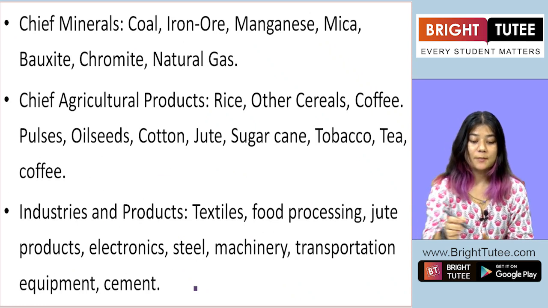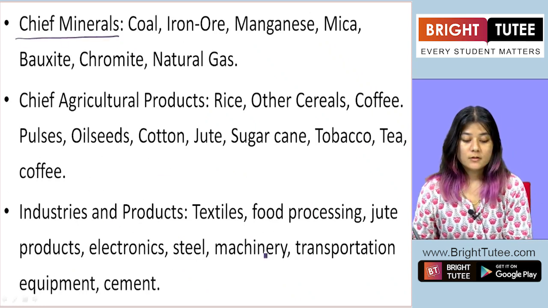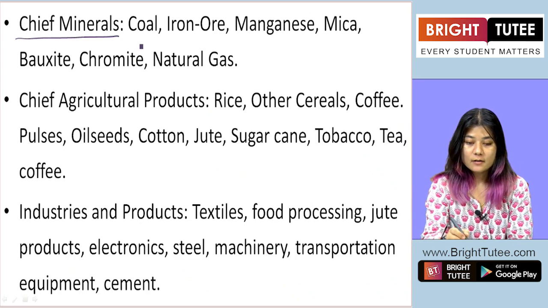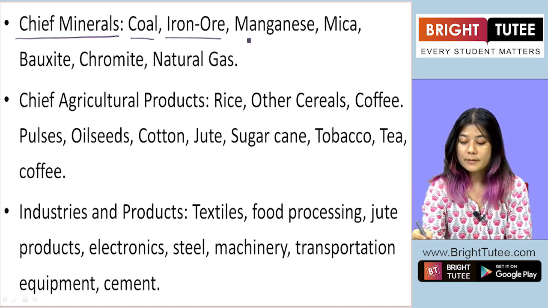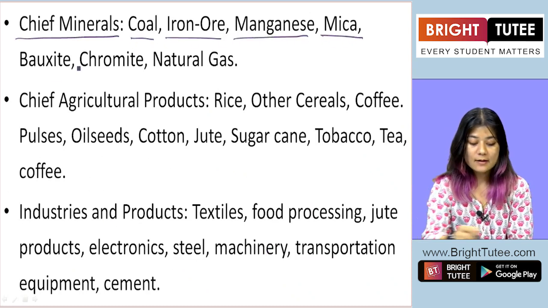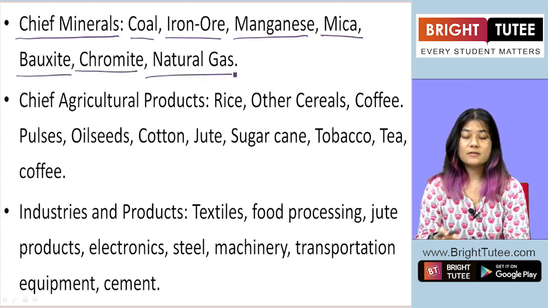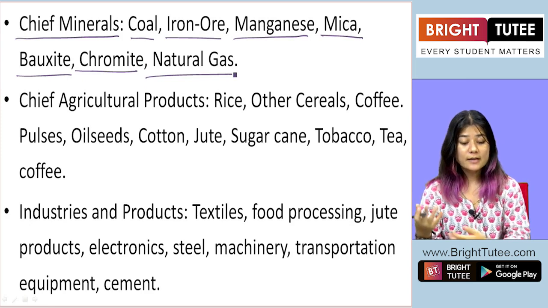Now let us look at some of the chief minerals. So the chief minerals are coal, iron ore, manganese, mica, bauxite, chromite, natural gas. So these are some of the minerals found in India.